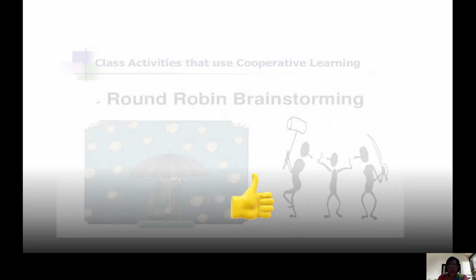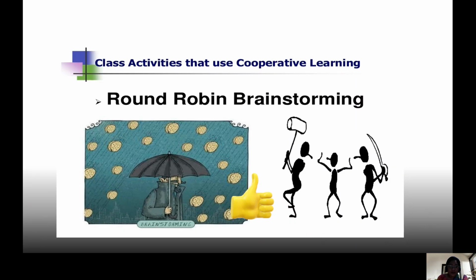Next one is the round robin brainstorming. Round robin brainstorming is where each individual in the group should contribute certain ideas about a certain topic. So it's a round robin. Each individual has a part or task to do to make their group effectively deliver their job.